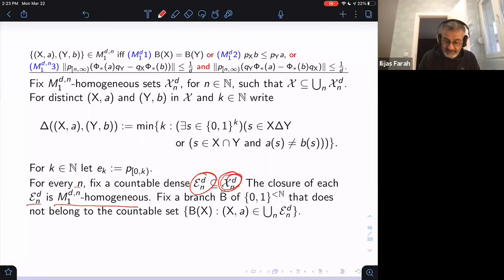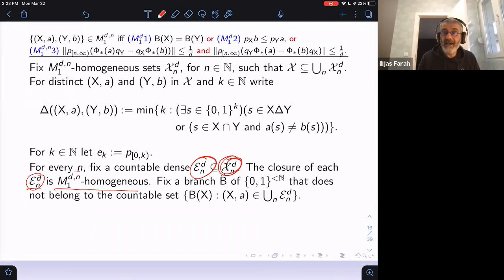Now we fix. So now you see what is the point here. This EDN is countable. The Cantor set has uncountably many branches. So there are many branches which are not in this set here, because each of the EDNs is countable, and there are countably many of them. If you look at all the corresponding branches, there are only countably many. And you can choose one branch that is distinct from all of them. Right, so here are those branches, and here is B of X.